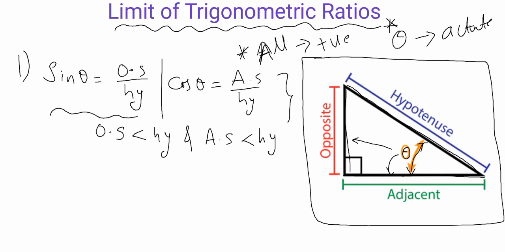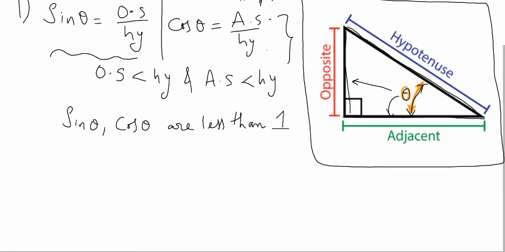Same with cos theta, also less by more. This is also less than 1. So sin theta, cos theta are less than 1. Okay, means they cannot be more than 1. Sin theta, cos theta cannot be more than 1. So hope you understand these two ratios.